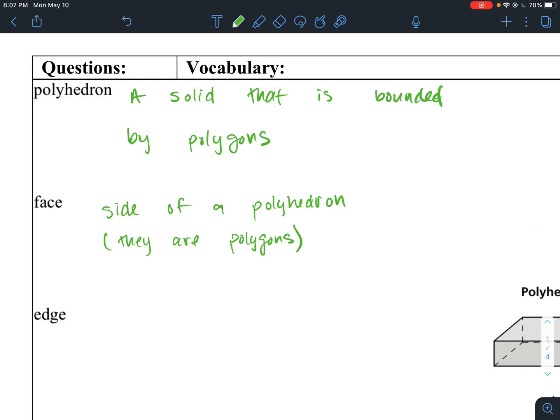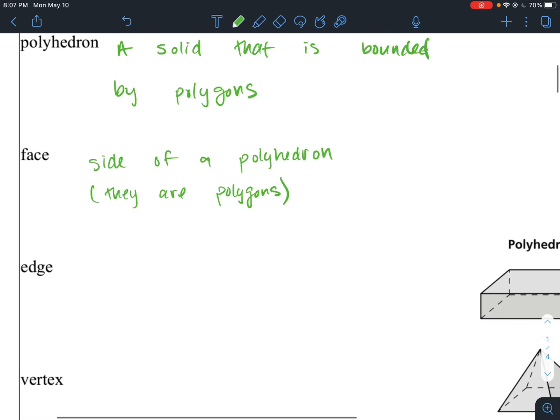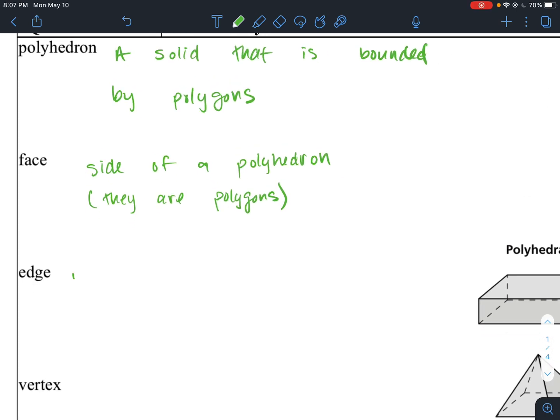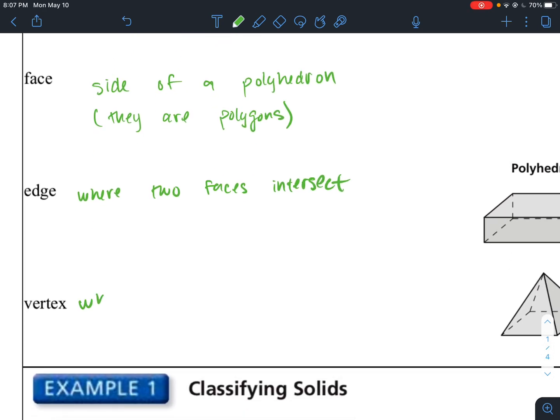An edge of a polyhedron is where two faces intersect. And a vertex is where three faces intersect.